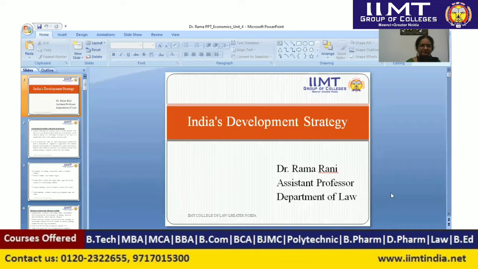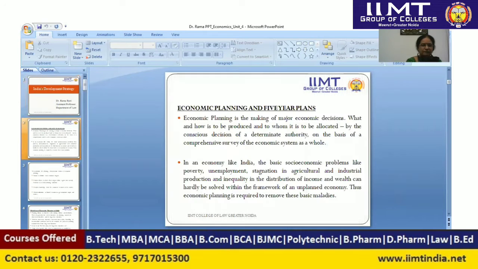Today, we will discuss the topic India's development strategy. First is economic planning and the five-year plan. Economic planning is the making of major economic decisions, what and how is to be produced and to whom it is to be allocated, by the conscious decision of a determinate authority on the basis of a comprehensive survey of the economic system as a whole.